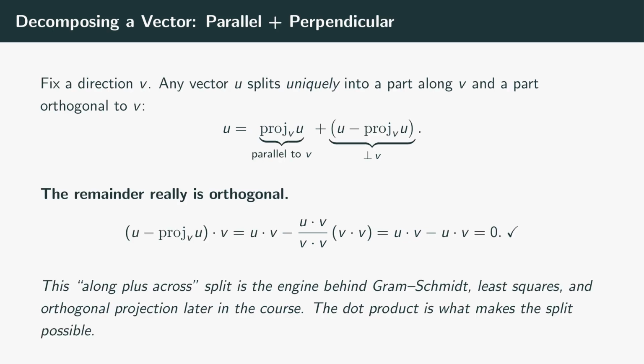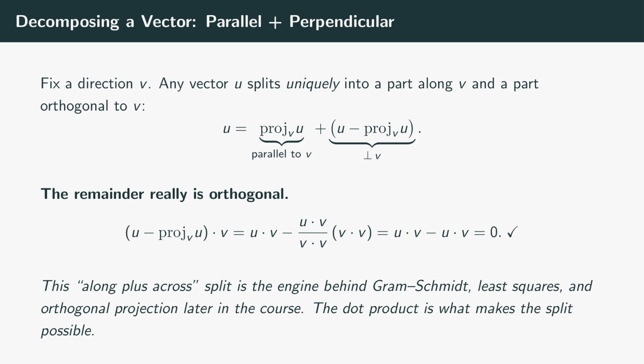Projection does something more powerful than it first appears. It lets us split any vector into two clean pieces relative to a chosen direction. Fix a direction V. Then any vector U can be written as its projection onto V, the part of U running parallel to V, plus whatever is left over, which is the part of U perpendicular to V. And this decomposition is unique, there's exactly one way to do it.